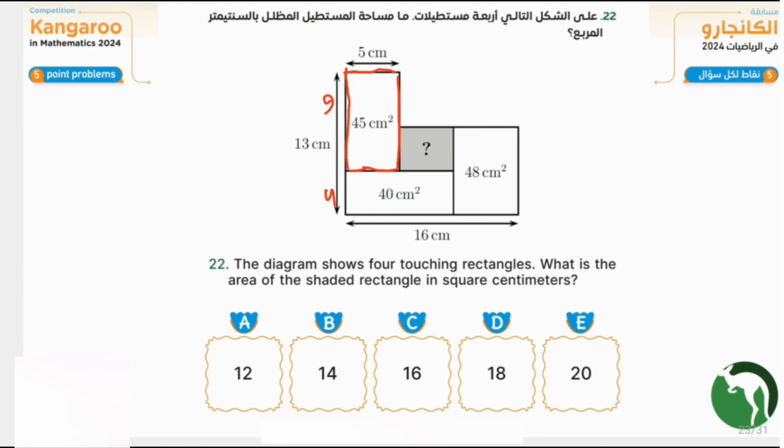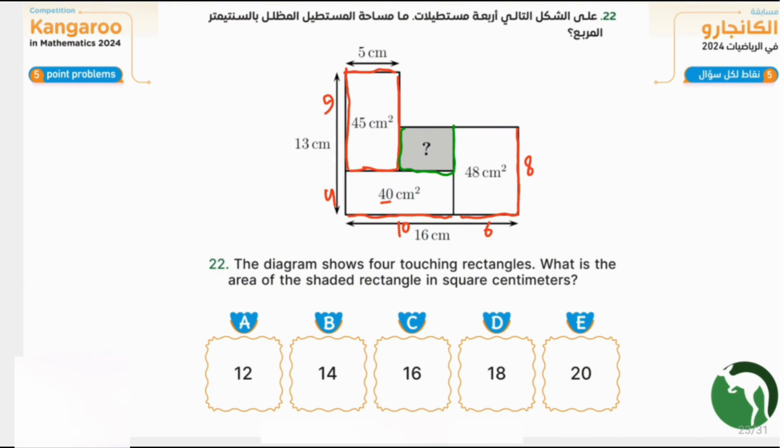Okay, now if we divide 40 here by 4, we will obtain 10, and this is the length of this side. Okay, what is the remaining here is 6. So if we divide 48 by 6, we will obtain here 8. So this one is 8. Now, how can we find the width and height of this rectangle here?